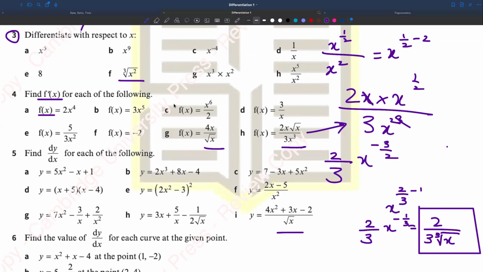So 6 will multiply 6 upon 2x to the power 5. So this will become 3x to the power 5. In part F, you bring x in the numerator first. So this will multiply minus 3x to the power minus 2.